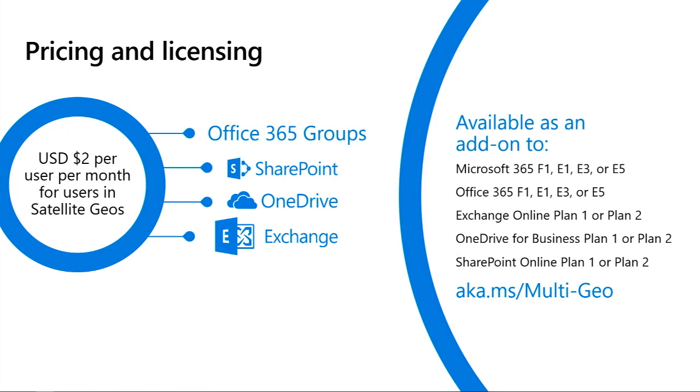There are some constraints on who can get the multi-geo. Currently, we need an enterprise license, enterprise agreement with 2,500 users, and among them, at least 5% of the users should be in the satellite geo. That is around 125 users should be signing up for multi-geo to get this functionality. So this is the current model. This is going to change as we go along over the years, right?